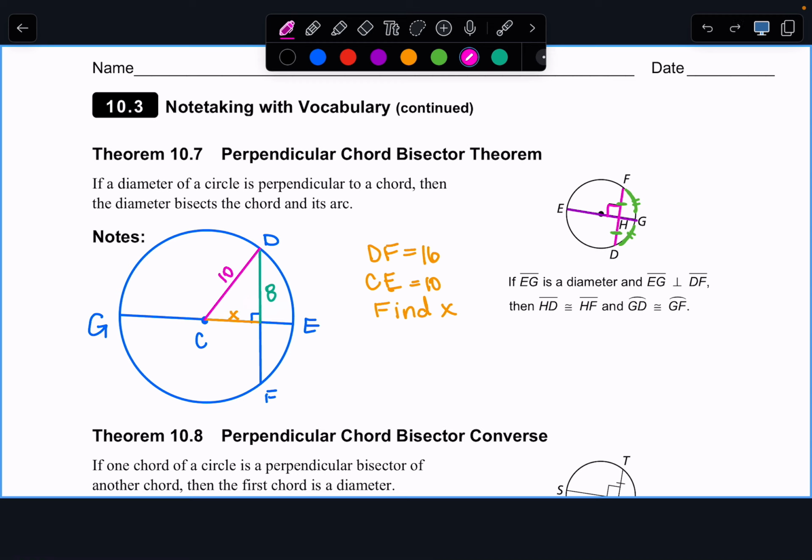Okay, so we can say x squared plus 8 squared equals 10 squared. I know my Pythagorean triples. There's 6. So it's 6. Why am I so good at this?